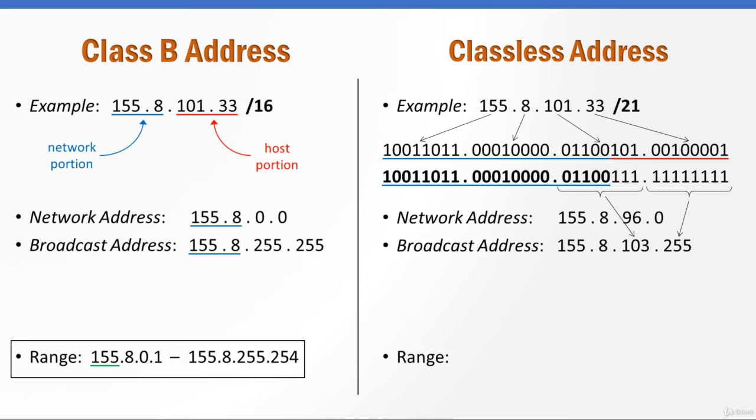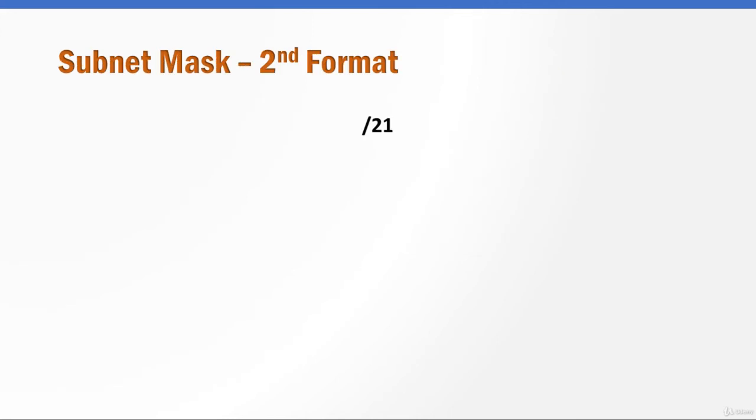Now to determine the range, we're just going to go from the next address after the network address and all the way up to the one address that comes before the broadcast address. So the range is going to be from 155.8.96.1 to 155.8.103.254. All right, hopefully that clears up CIDR. We're going to do more examples later, but now we need to cover one more thing.